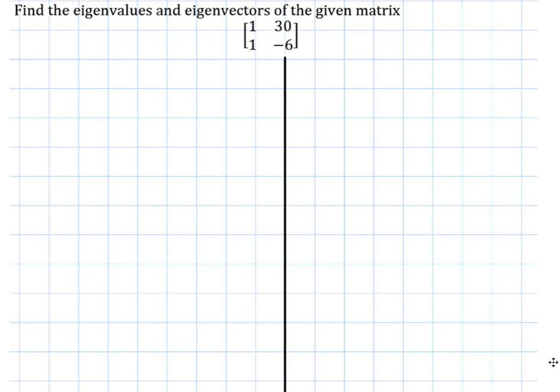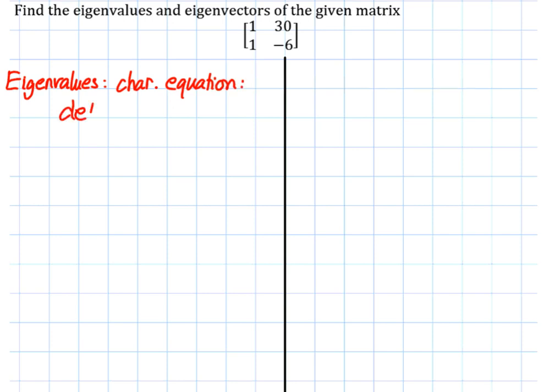Find the eigenvalues and eigenvectors for a given matrix. For eigenvalues, we will solve the characteristic equation, and that is the determinant of the matrix A minus lambda times the identity matrix equal to 0. In this case, that is the matrix A. So that is the eigenvalues.